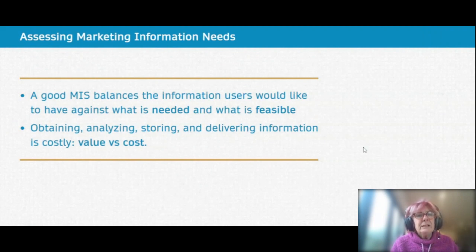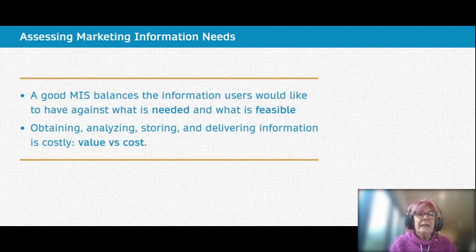So let's start with this idea of assessing marketing information needs. Because of course, most businesses would like to have absolutely comprehensive information about everything. Most businesses would like to have perfect information about its customers, about the competition, about the products, all of those things. However, collecting information, analyzing, storing, and using that information, these are all time-consuming and costly things.